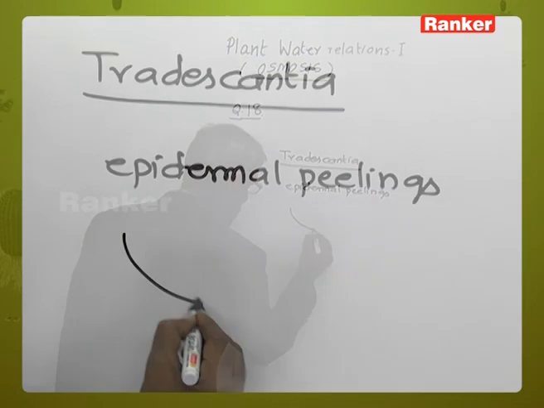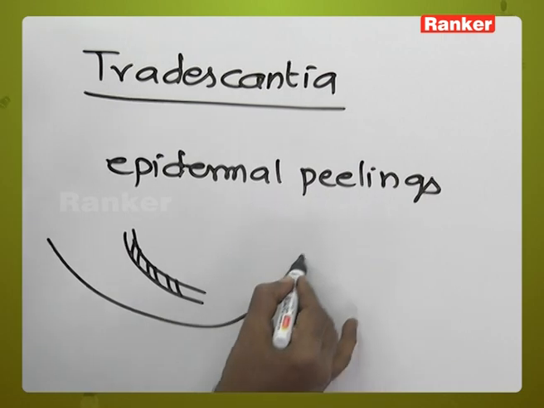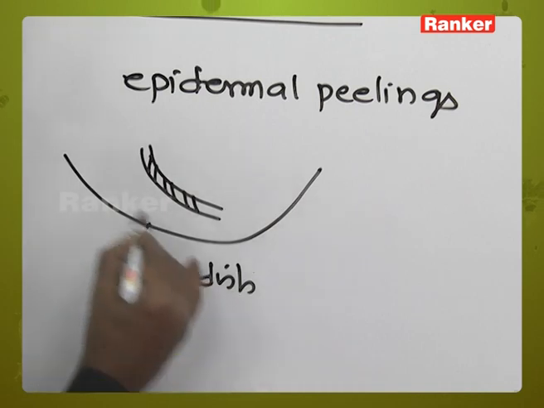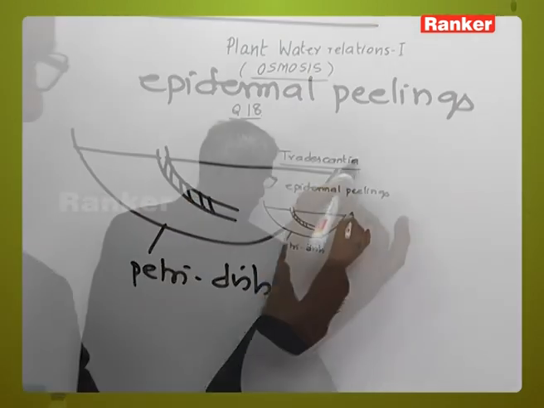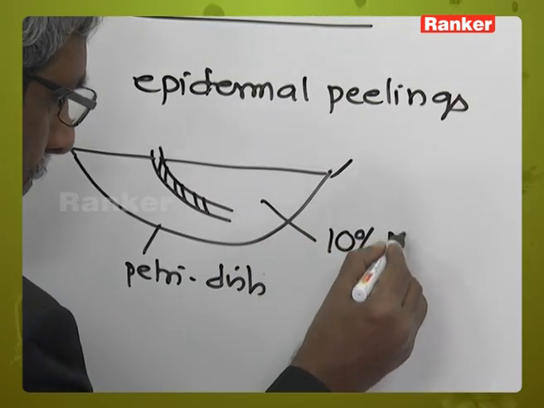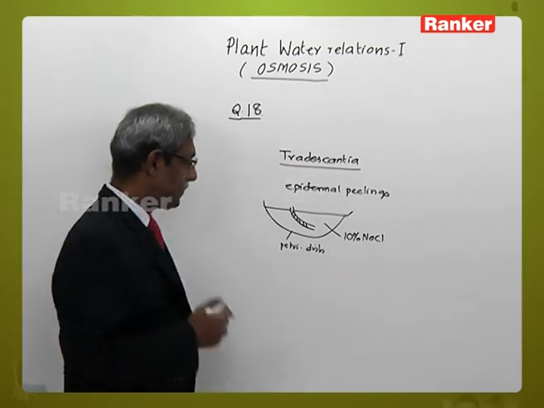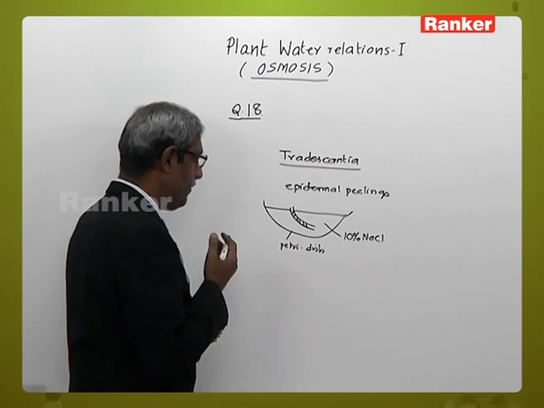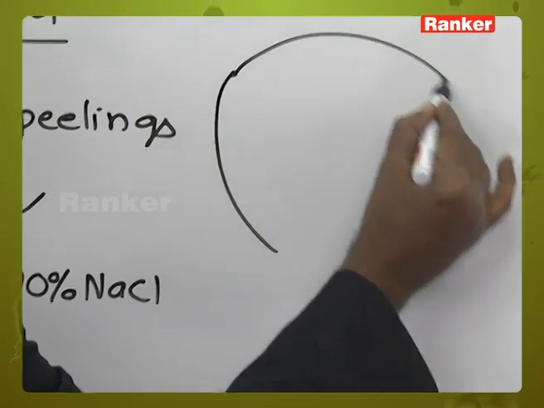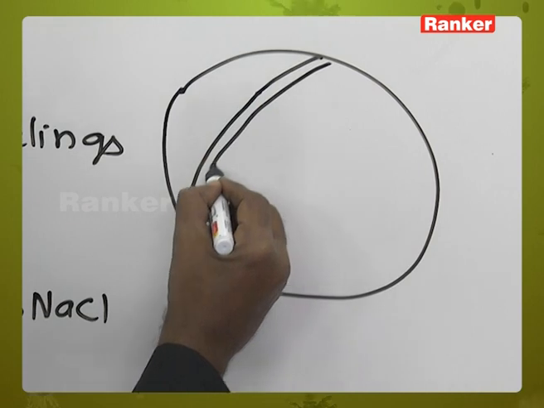So, if we take a leaf tissue, place it in a petri dish, into which you primarily add 10% sodium chloride. Now, sodium chloride is primarily a salt solution. Now, when you take Tradescantia leaves, the epidermal cells would primarily shrink.